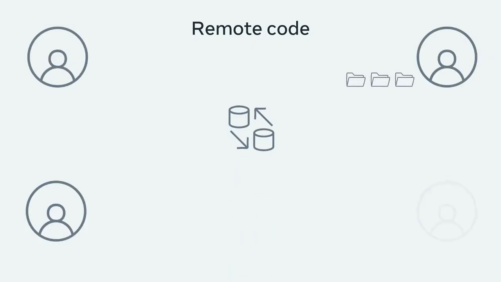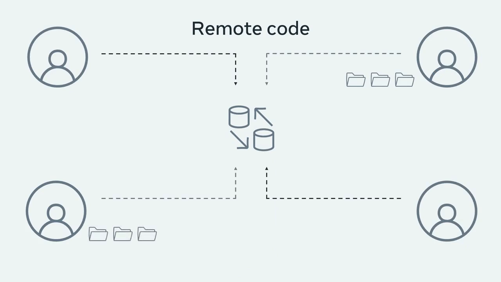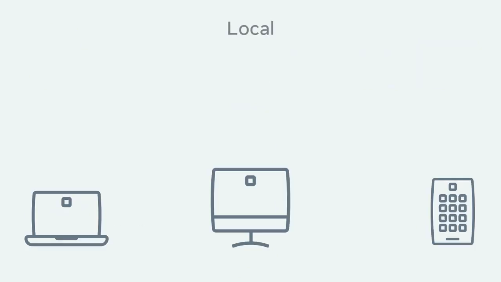The remote code is accessed through a URI, which is unique and only accessible to those who have permission. Local, on the other hand, refers to your machine, which can be a laptop, desktop, or even a mobile device, and is only accessible to you.